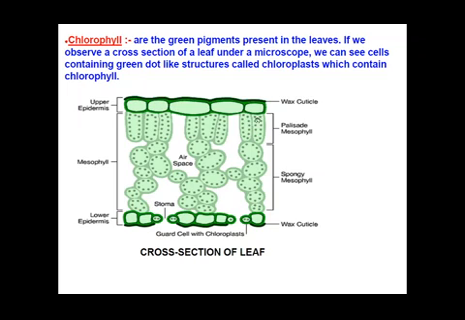Okay, and in this cross section of leaf you can also see there is upper epidermis and lower epidermis, and in between the upper epidermis and lower epidermis there is a section which is known as mesophyll. In the lower epidermis you are able to see small pores. These are stomata, and these pores are surrounded by guard cells. We will study them just now.